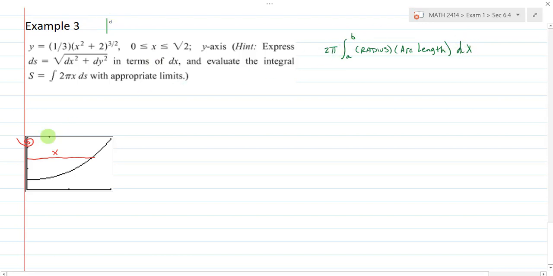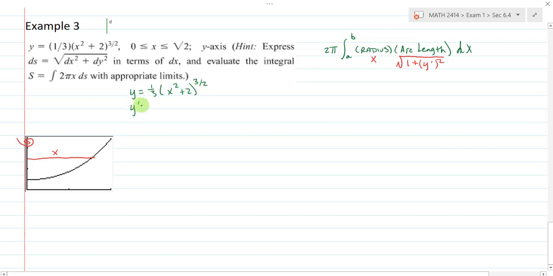So we said that our radius is going to be x, and I'm given y as a function of x. Well, that makes the dx make sense, right? So my arc length is going to be the square root of 1 plus y prime squared, and this is going to be a dx. So I'm going to come over here and do some scratch work. I'm given y equals 1/3 times x squared plus 2 raised to the 3/2 power.